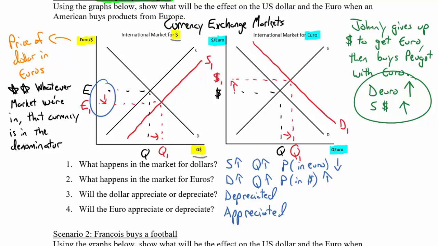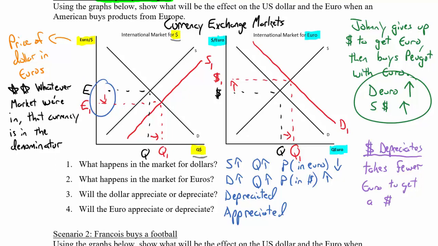And I'll make one final note here just to make sure this is clear. In this case, with the dollar depreciating, it takes fewer euro to get $1. And that's how you can tell this is depreciated. It takes fewer euro to get $1. And you again see that right over here where you went from E down to E1.